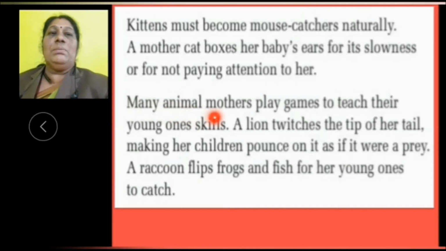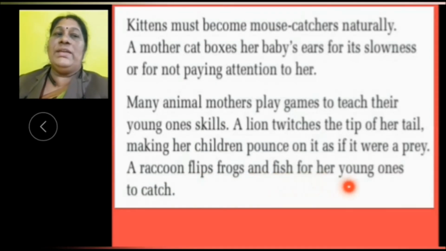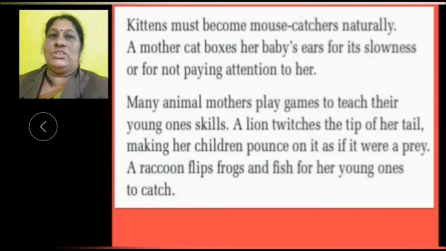Many animal mothers play games to teach their young ones skills. A lion twitches the tip of her tail, making her children pounce on it as if it were a prey. A raven flips frogs and fish for her young ones to catch.